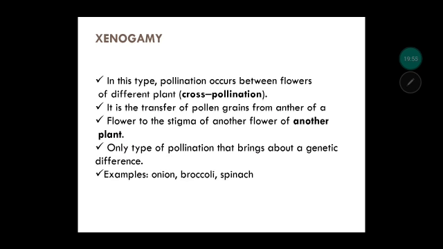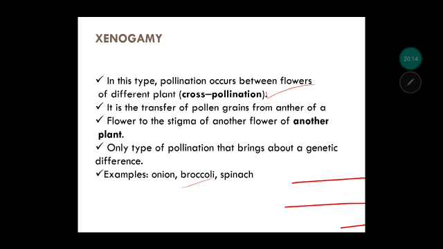Next is xenogamy. In xenogamy, actually it is cross-pollination, meaning pollination occurs between two flowers of different plants. So here genetic difference will be there because two different plants are there, like in onion, broccoli and spinach.